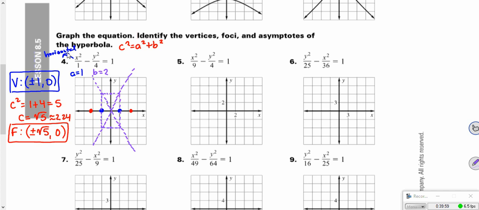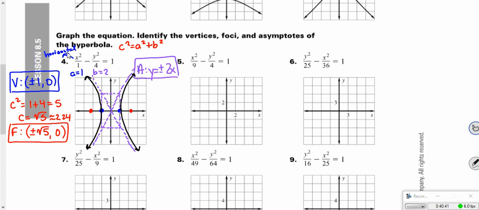My asymptotes, I should have gone ahead and done those. Asymptotes, remember, are y equals plus or minus your rise over your run. Your b is 2, your a is 1. Your b is under your y, so that's why I put it on top. That's my rise. So plus or minus 2x. And then all we have left to do is graph. And again, these are going to be fat ones. The fatter the branches of your hyperbola, the farther out the foci are from the vertex. Just kind of a general rule.